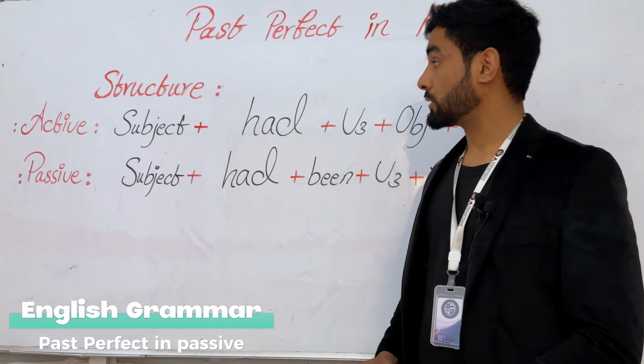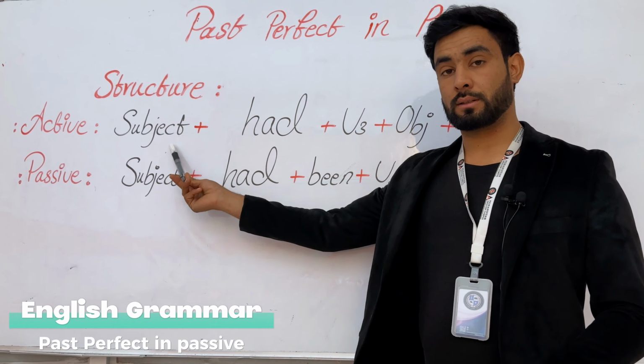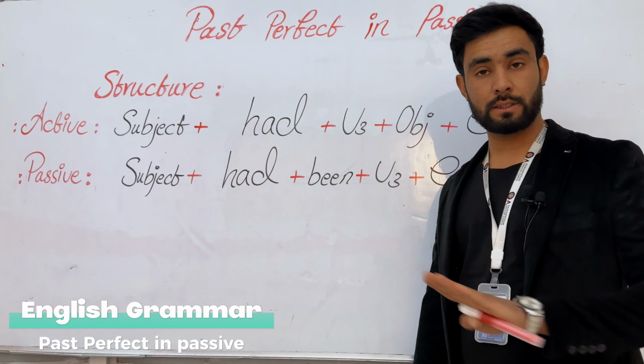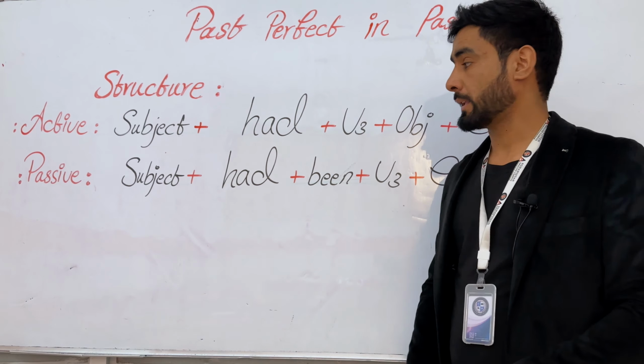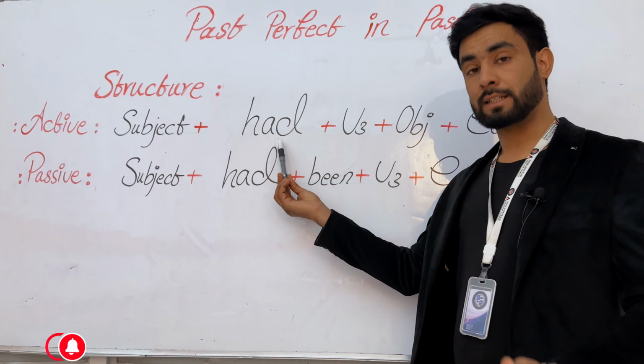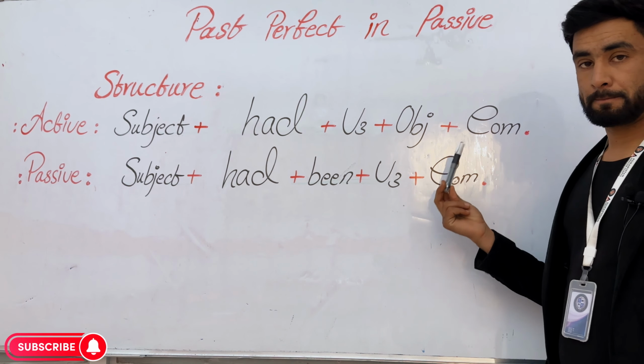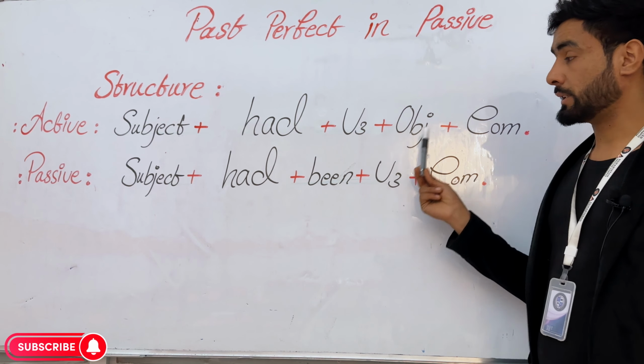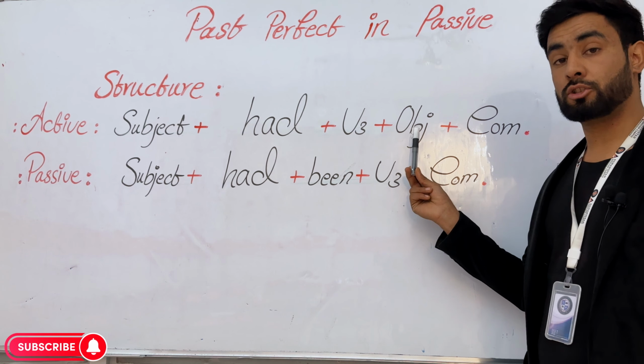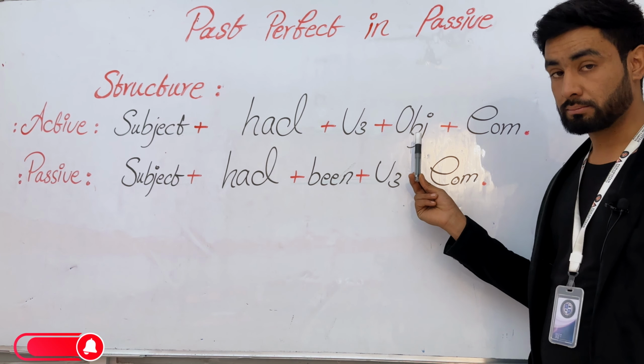The active structure of past perfect, we have a subject. In every sentence, in every tense, we have a subject. Then we have the auxiliary verb, had, verb 3, object, complement. This object is very necessary in order to be able to change it to passive.